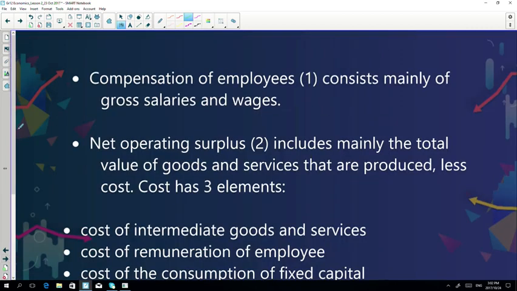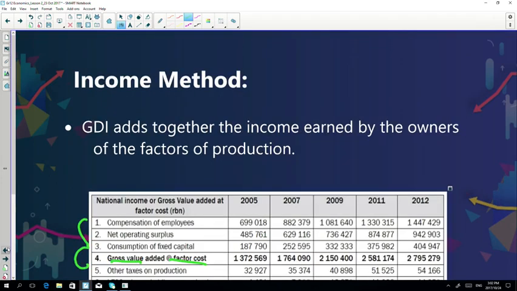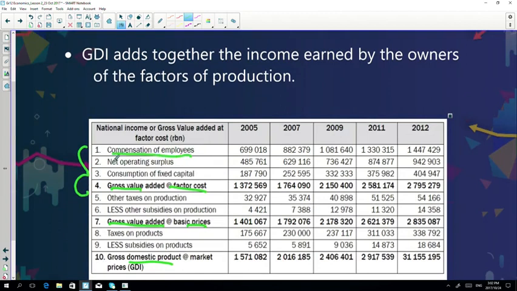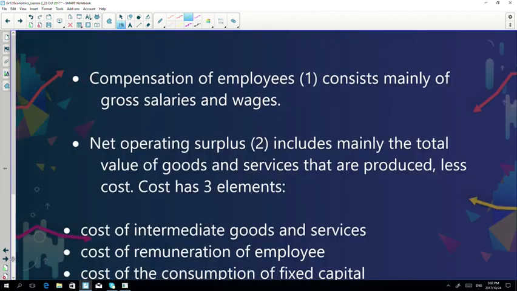So let's look at the compensation of employees, which was our first point. Just going back, that's the compensation of employees that I'm referring to. I'm going to move on to my next slide. That's the compensation of employees, which consists mainly of gross salaries and wages. We know that labor, as a factor input, gives you salaries and also wages.